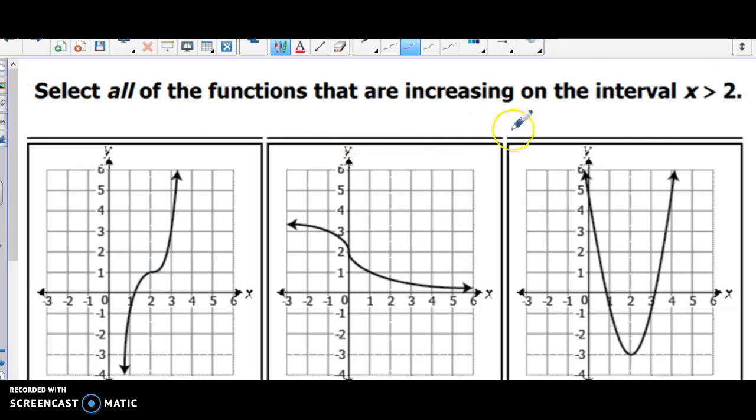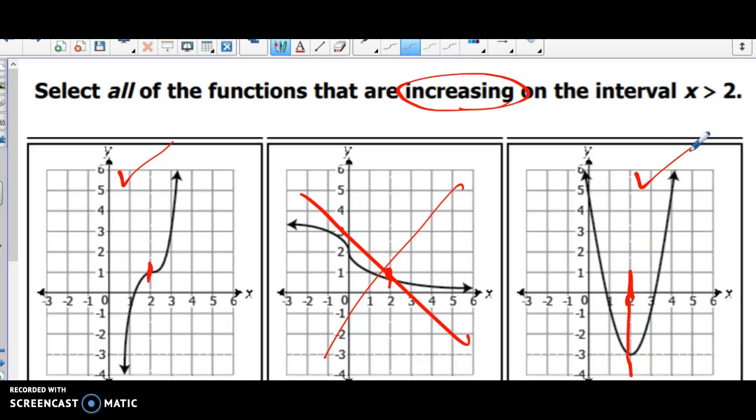Functions that are increasing for x is greater than 2. So let's find 2. There's 2, there's 2, and there's 2. So which graphs have a positive slope? Well, this one does. That's increasing at +2. This one is moving down. That's not increasing. That's decreasing. This one is moving up. That's increasing. So both of those are increasing for the interval x is greater than 2.